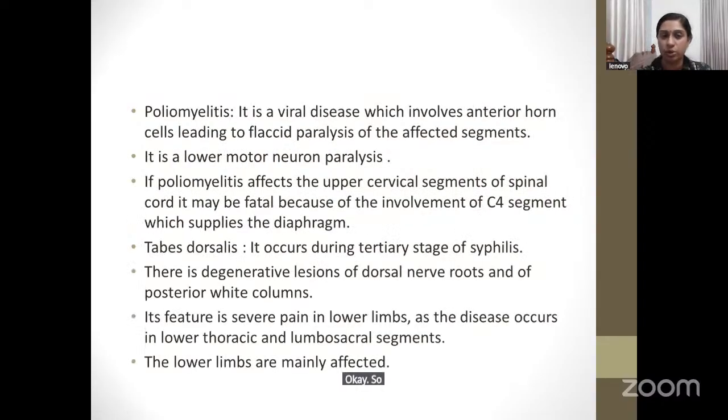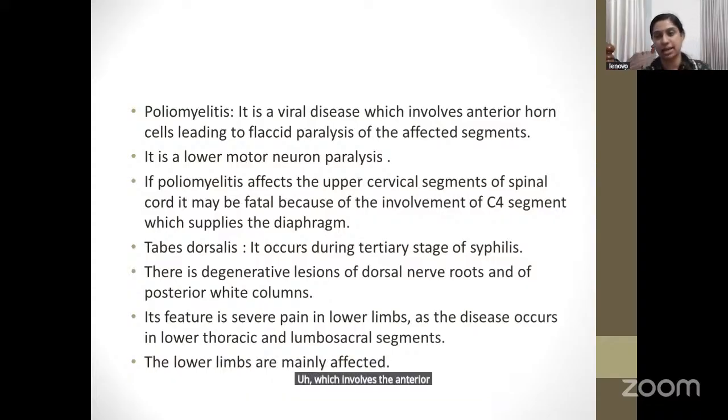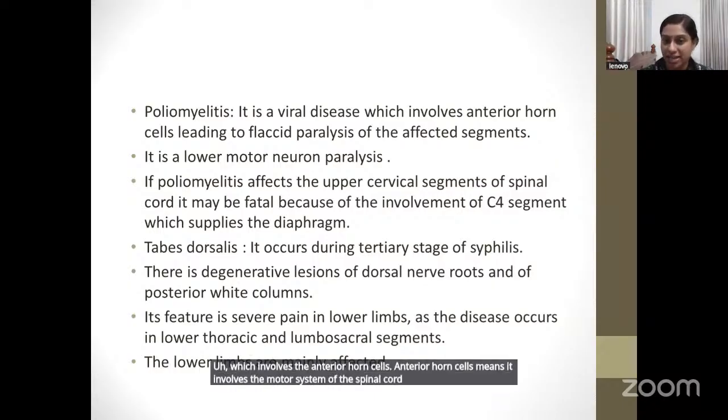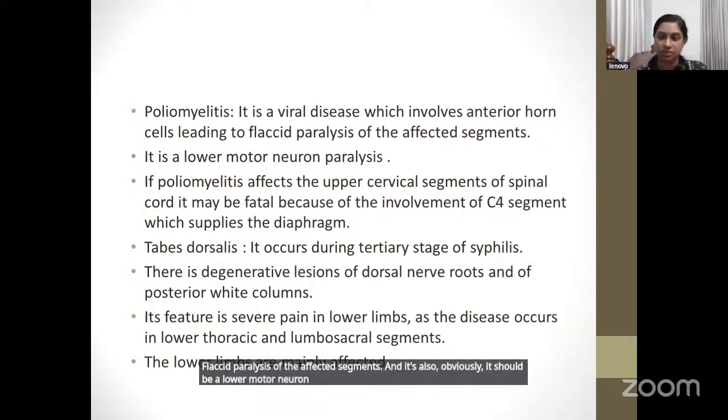So next is poliomyelitis. That's also a clinical condition. It's a viral disease, as we all know, which involves the anterior horn cells. Anterior horn cells means it involves the motor system of the spinal cord, leading to flaccid paralysis of the affected segments. And obviously, because it is associated with the spinal cord, it's a lower motor neuron type of paralysis.